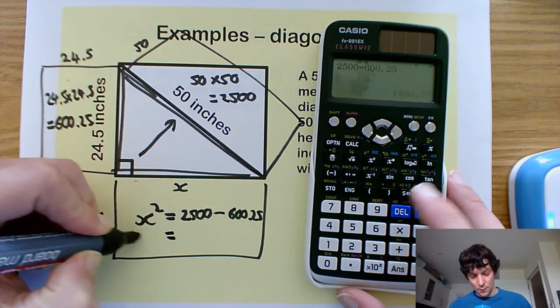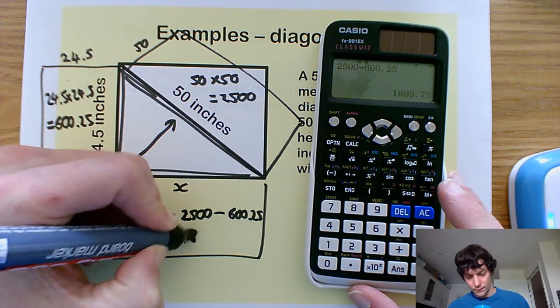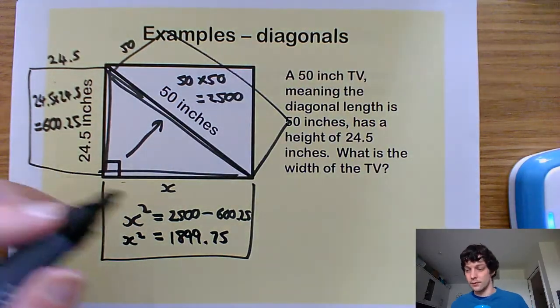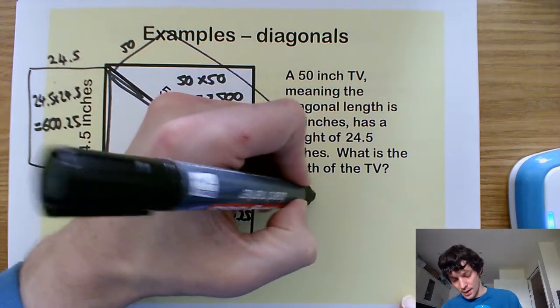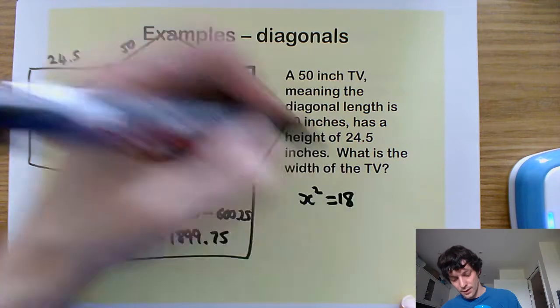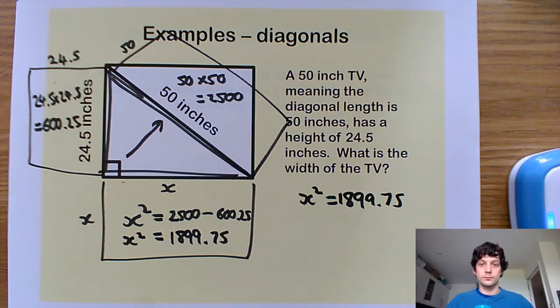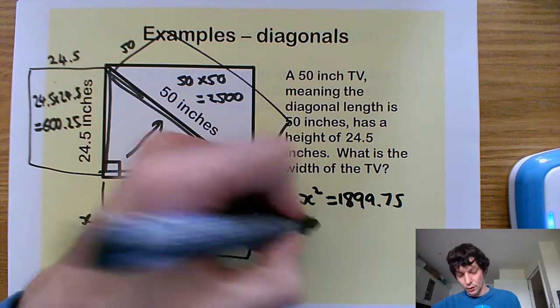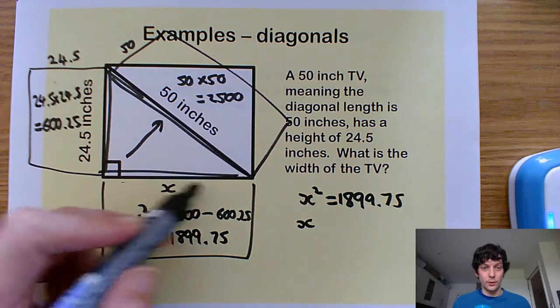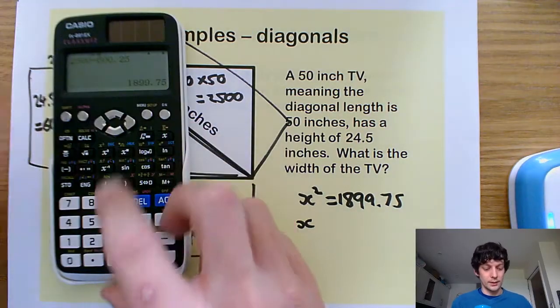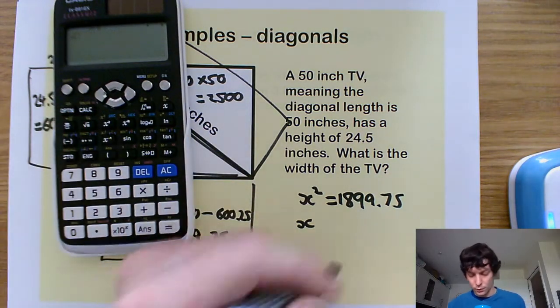600.25, and we get that x squared is 1,899.75. I want to know what x is, not what x squared is. I don't want to know the area of that. I want to know this length. So I need to get rid of that squared by square rooting.